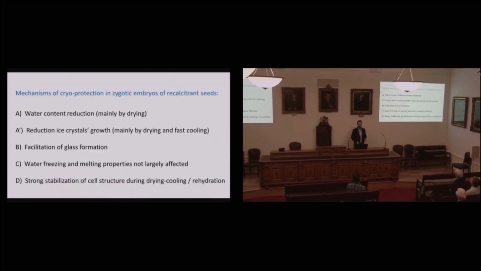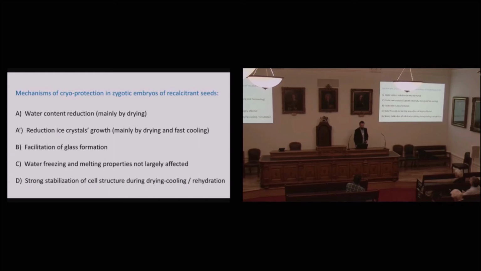So with all these results in mind, we can say now that we know a little bit of what the mechanisms of cryoprotection are in zygotic embryos of recalcitrant seeds, differently than the mechanisms of cryoprotection when using PBS2. We have water content reduction, but this time it is mainly by drying, not by chemical desiccation. We have reduction of ice crystal formation, mainly by drying and fast cooling. There's a facilitation of glass formation, as we have seen in the Strychnos samples, but also as has been measured in other samples in previous research.